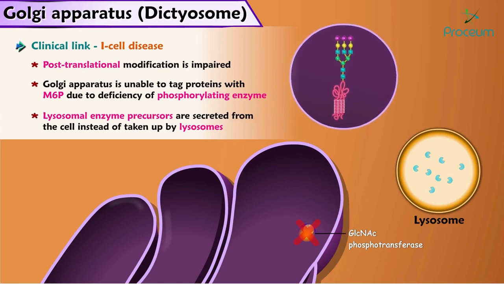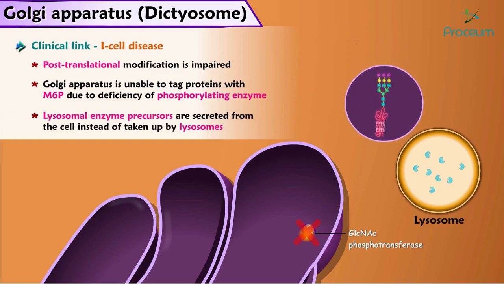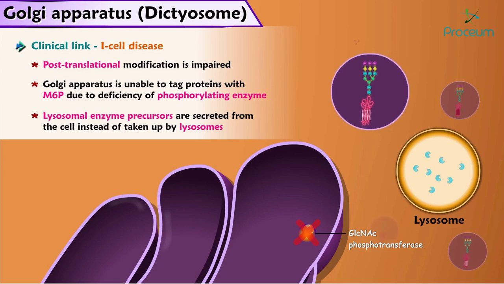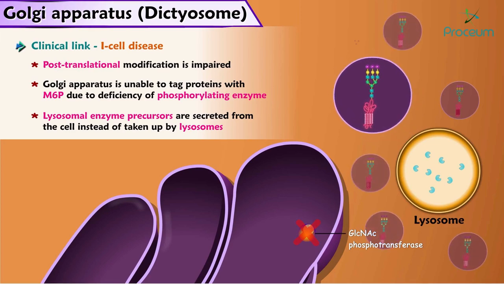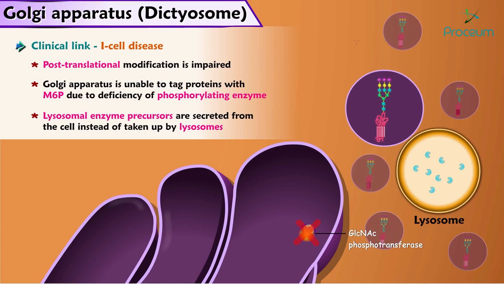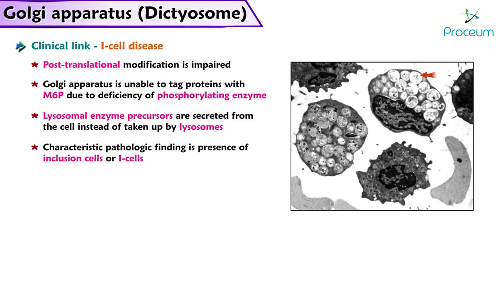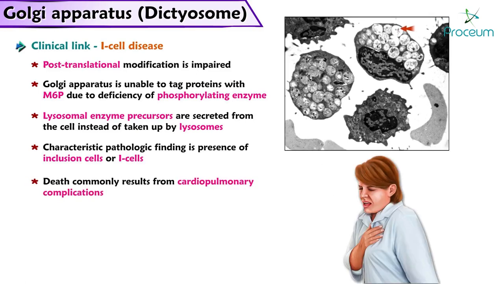Lysosomal enzyme precursors are, therefore, secreted from the cell instead of being taken up by lysosomes, resulting in impaired lysosomal function. The characteristic pathologic finding is the presence of inclusion cells, or I-cells, within the cytoplasm. Death commonly results from cardiopulmonary complications as a result of inclusions in heart valves during childhood.